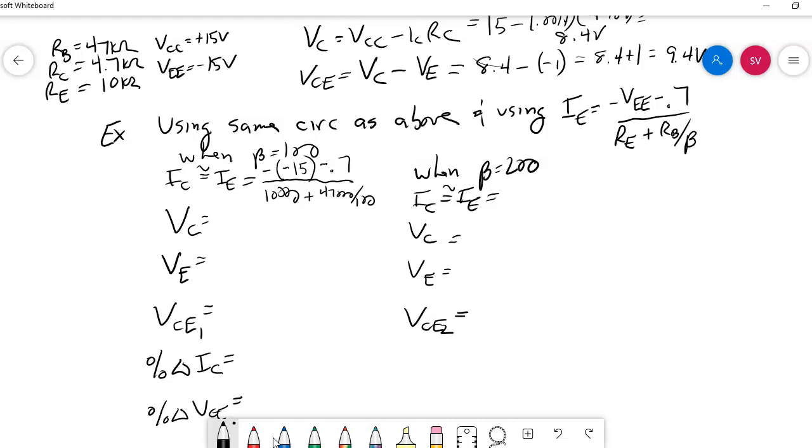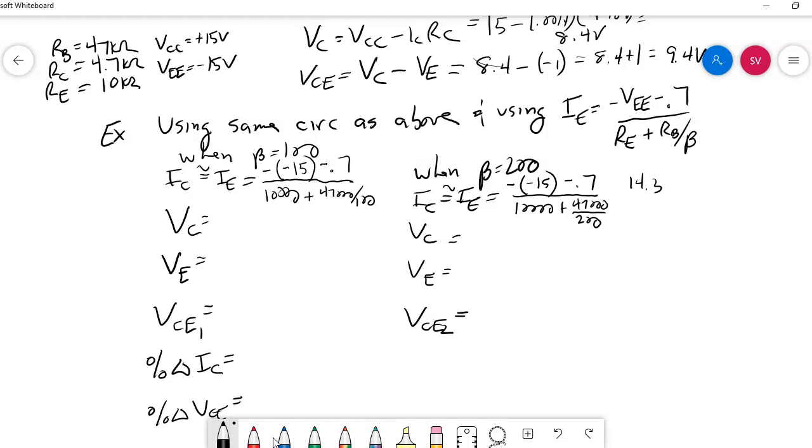Over here, we'll do the same thing, minus 15. So these two minuses are basically going to turn this into a plus 15. So it'll be plus 15 minus 7/10 of a volt, which would give you 14.3 volts in the numerator. So you have 10,000 plus 47,000 over our beta of 200.